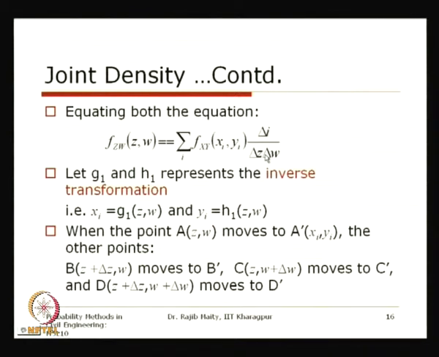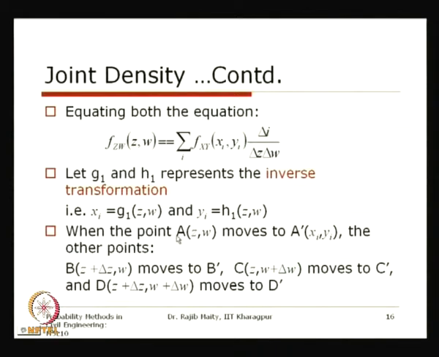Now let G1 and H1 represent the inverse transformation. Inverse transformation means that we have Z equals G(x, y); now we are representing x in terms of z and w. Just like that, we are looking for the solution for x and y. Whatever the function through which it is represented, we denote as G1, which is nothing but the inverse function to represent x, and similarly the inverse function of h is nothing but H1.